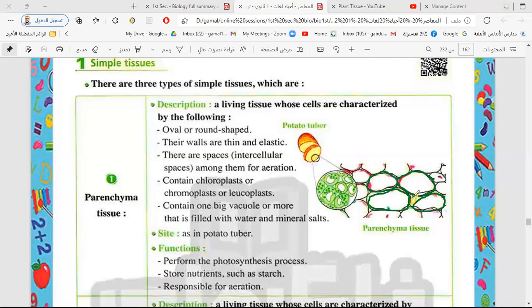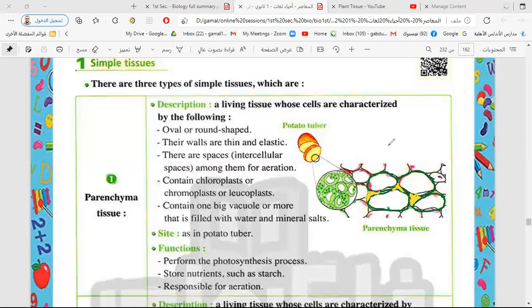As you see here, you can see a large space filled with air. Another space here filled with air, and so on. There are spaces between the cells for aeration. And the cell wall of these cells is very thin. They have a thin cell wall, so the substances can be transported easily through the cell wall of this tissue, the parenchyma tissue.